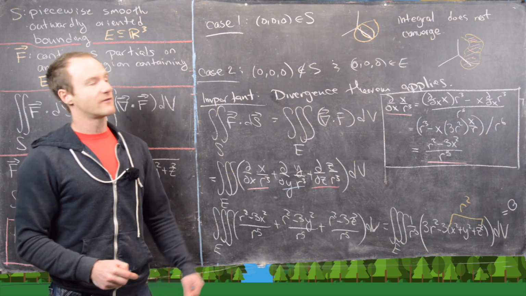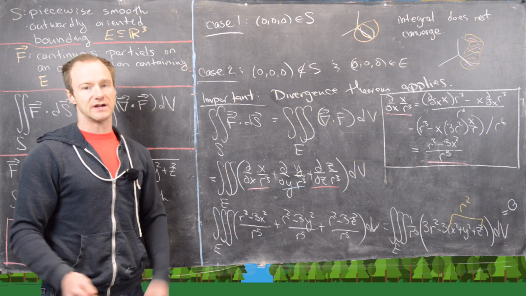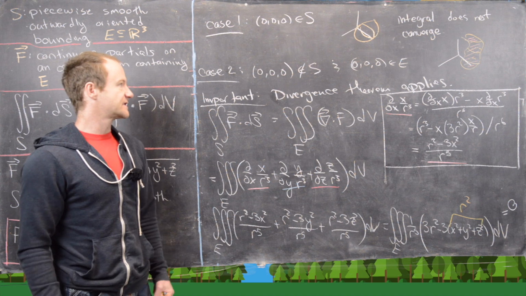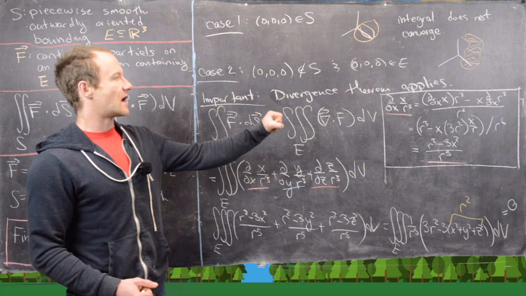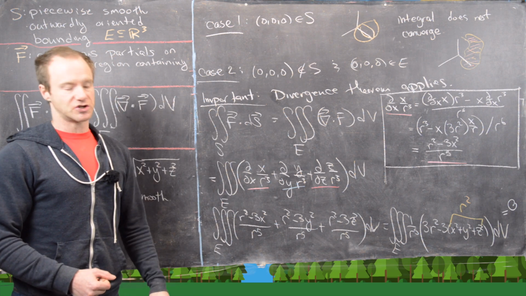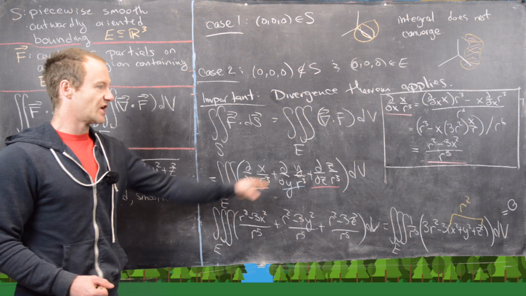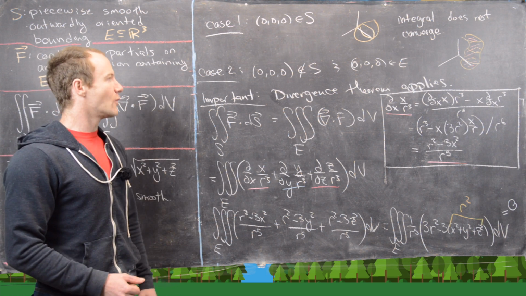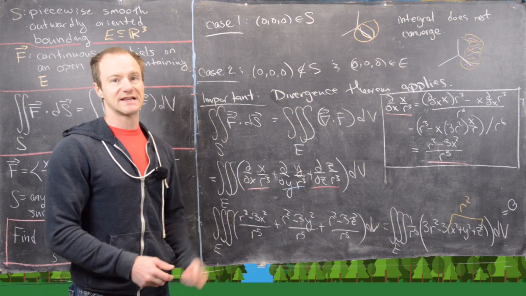Okay, so we've covered two cases. One is if S is on the boundary of our solid region E, in other words, it's on that surface. And another one if the surface and the solid region is away from the origin. In one of them, we get that the integral does not converge, and in another one, we get that the integral is 0. So that leaves us with one more case, and that is if S envelops the origin. So let's get to that.